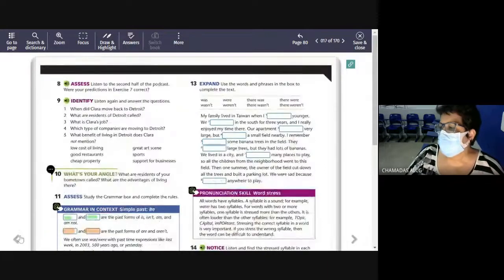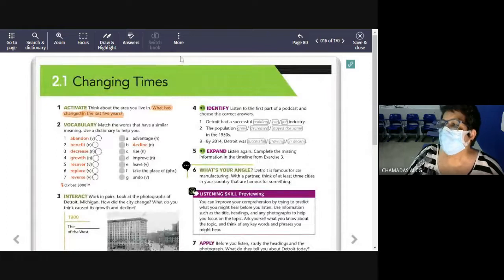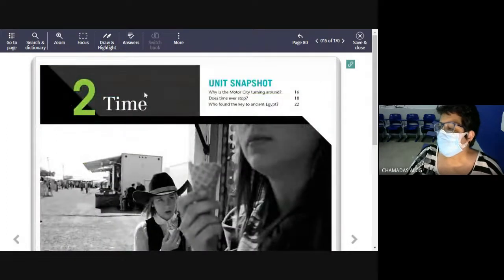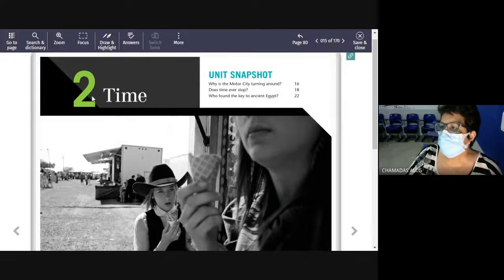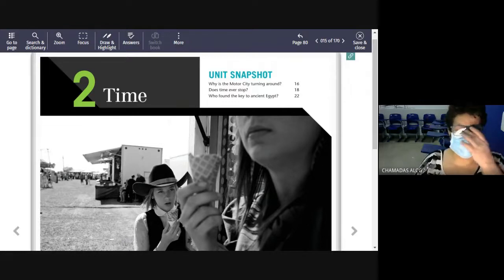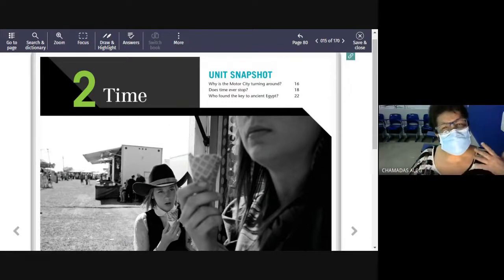Okay, so here, as you can see, guys, Unit 2 talks about time, right? So that's a very delicate topic. It's difficult sometimes, isn't it? Because it's hard to manage time when we don't have so much, right? Are you busy? Are you doing things all the time? Do you have enough time to do everything you want?